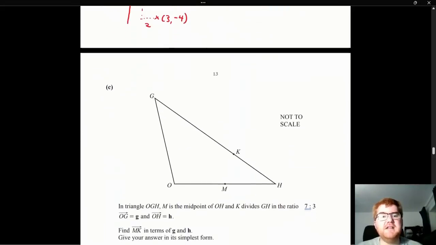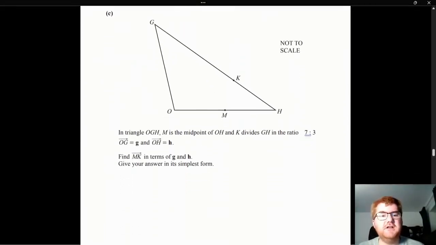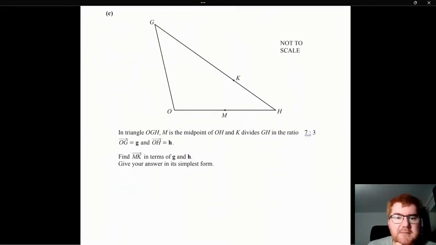And on to a very typical vector algebra style question here. So in this triangle, we've got M as the midpoint, and K divides the line GH in the ratio 7 to 3. So what that means is here, this is 7/10 of the line, and this is 3/10 of the line. The vector OG, so this entire vector here, is equal to g. The vector OH going all the way across is equal to h. And we need to find the vector MK.